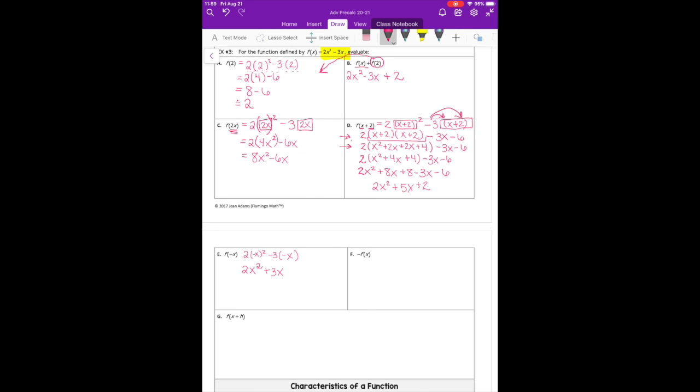All right, how is a negative x different than negative f of x? Well, negative f of x means the negative on the outside of the function itself on the inside. So that just changes the signs. That's your final answer.